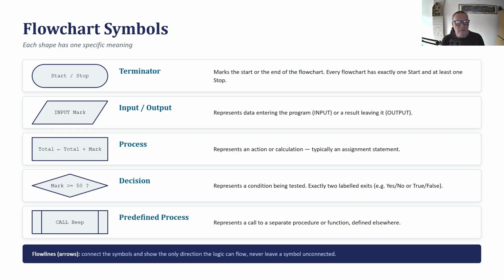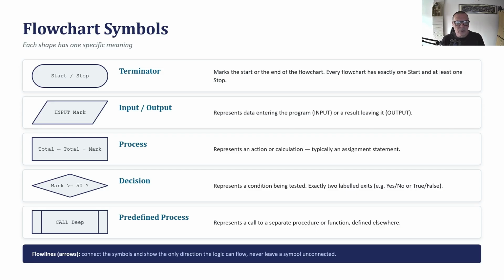Then we have a parallelogram for input and output. So whenever you do an input pseudocode type command or an output command, then you would do those inside a parallelogram. So any displaying on the screen or getting information from a user would be in a parallelogram. A process represents any action really that isn't covered by one of the other shapes. So if there's anything you want to do, like incrementing a counter, assigning values, changing something, then it's going to be in a process.